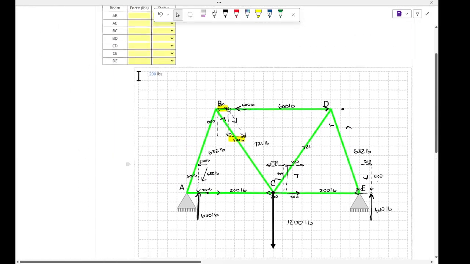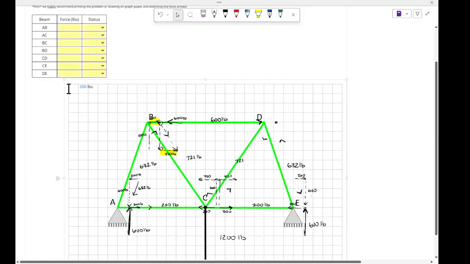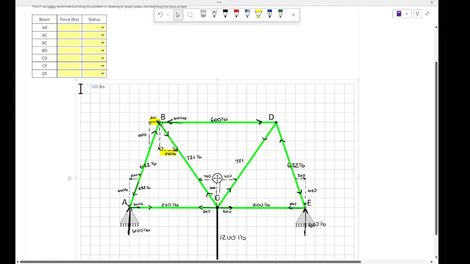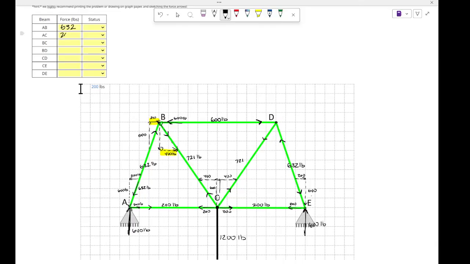All right, so when we zoom out and we start filling in, there we go. All right, we now know that joint AB should have 632 pounds. AC we have is 200. BC is 721. BD we have is 600. CD is this up and to the right is also 721. CE is this bottom right member of 200. And DE is 632. Right?